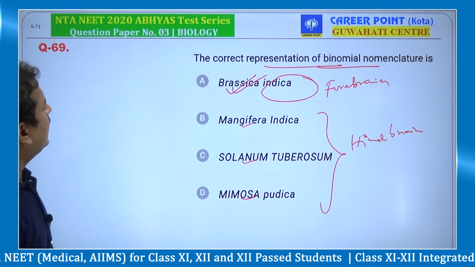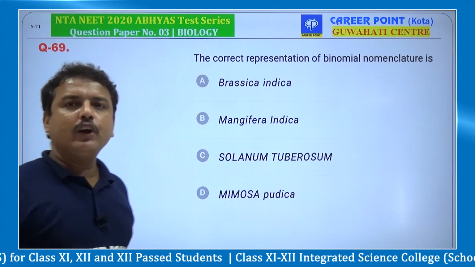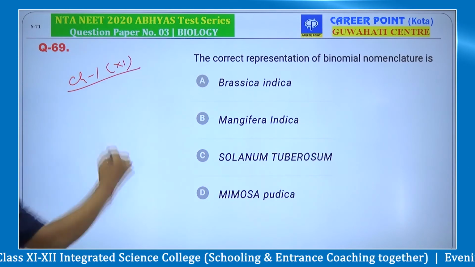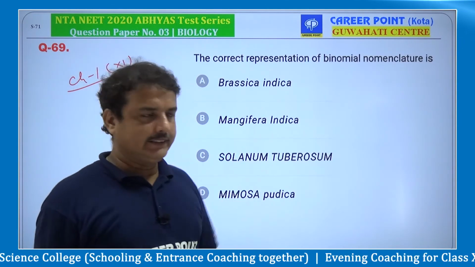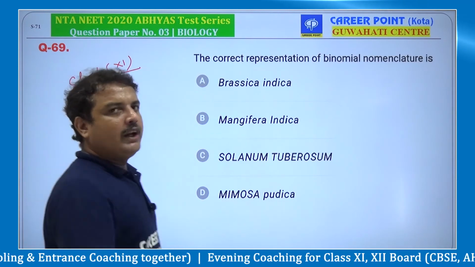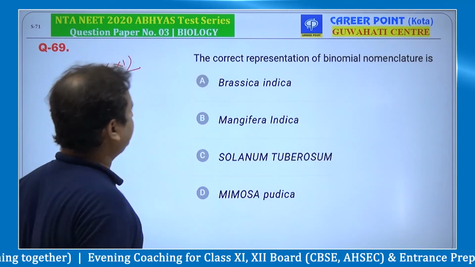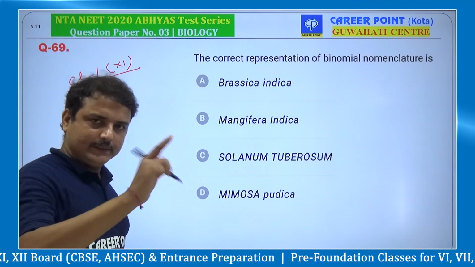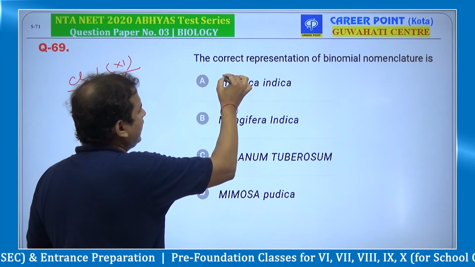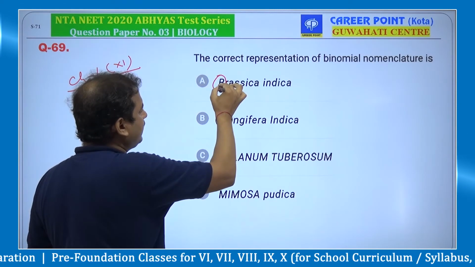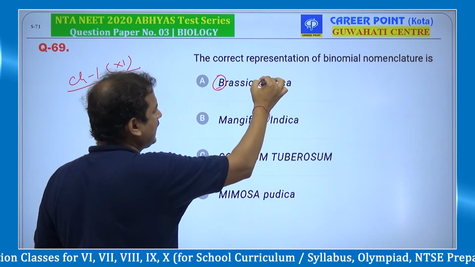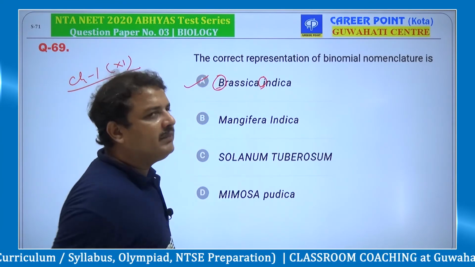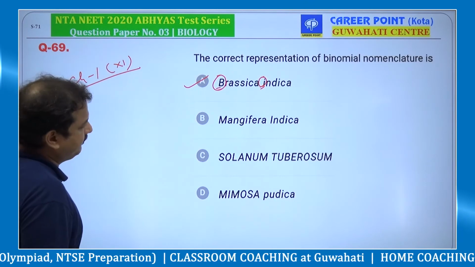Next, the correct representation of binomial nomenclature. Chapter 1, class 11, living world, taxonomy, binomial nomenclature. In binomial nomenclature, you see Brassica indica, it is in italics when it is printed. The generic name starts with a capital letter and the specific epithet starts with a small letter. It is the scientific name of the mustard plant, Brassica indica.